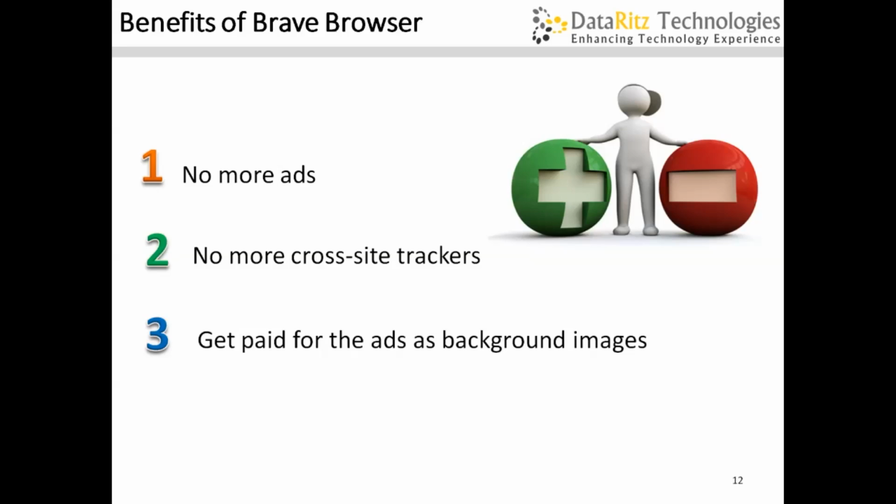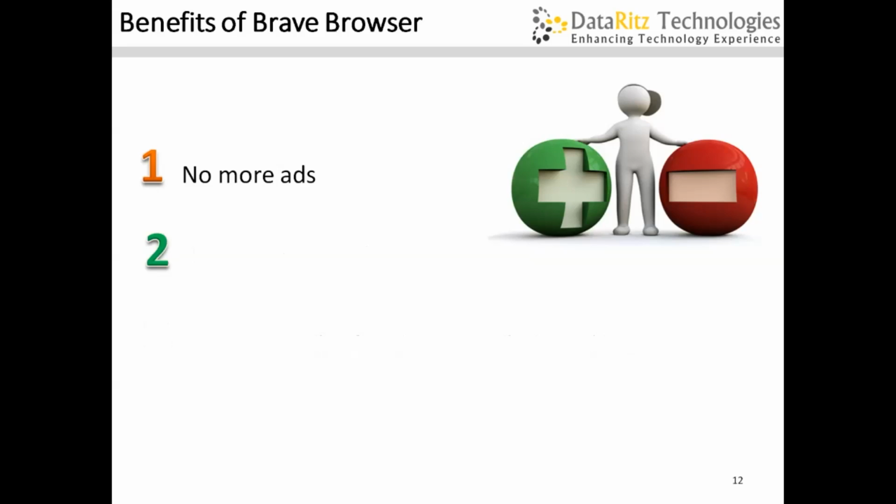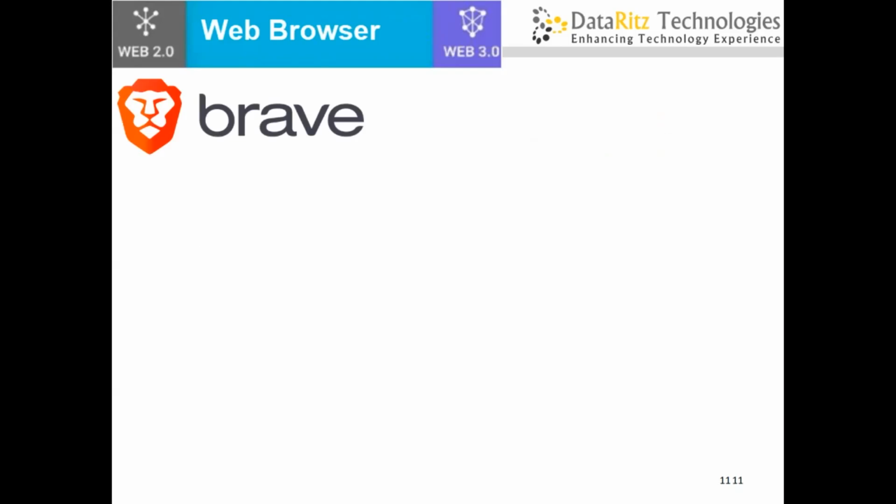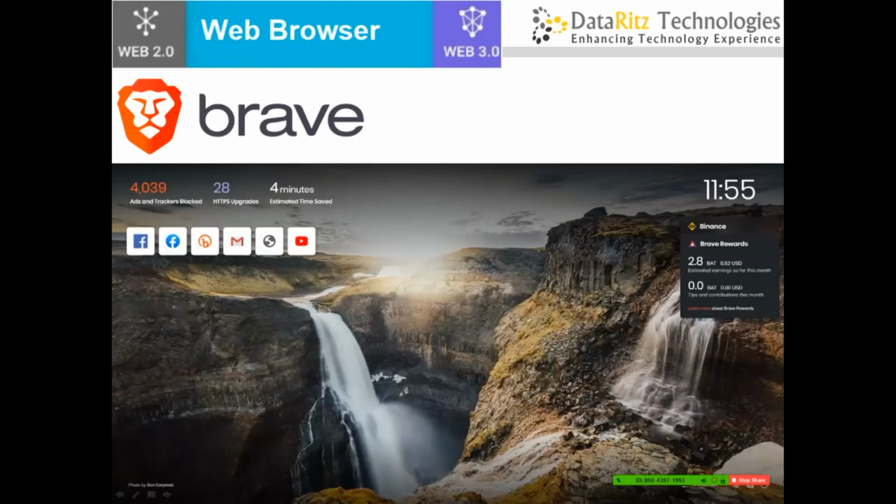Third thing is getting paid for the ads on the background image. When you see the background images, they pay you just to view the advertisement or the images. If you want to see this example, just go back and click on this. We click on this web browser. If we move to the web browser, you can go to the website of Brave.